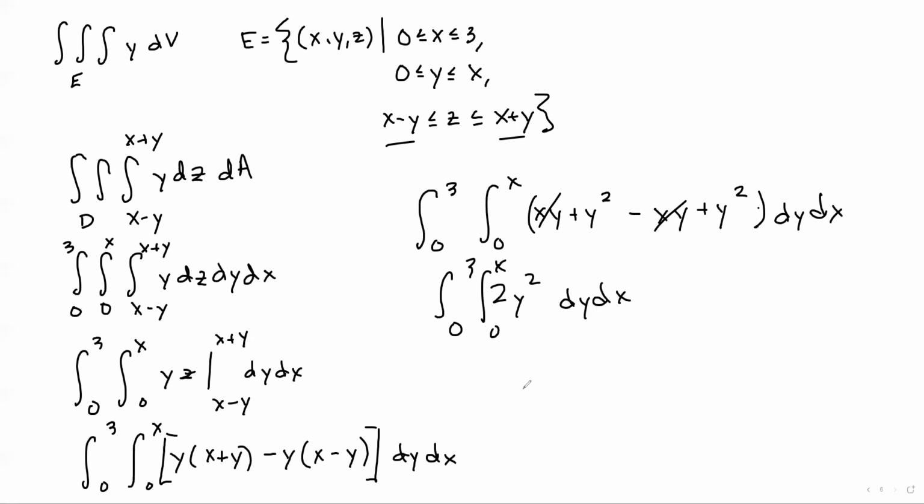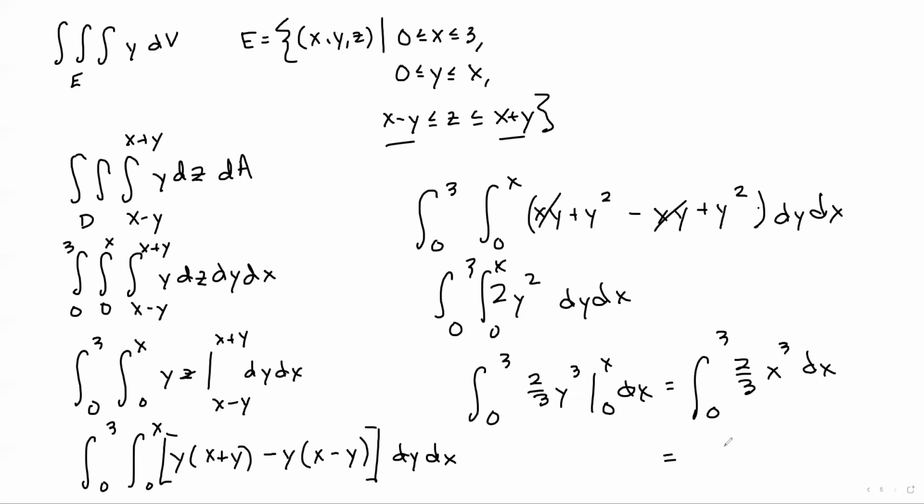And then the antiderivative of this with respect to y is going to be 2/3 y cubed, 0 to x. Plug in x, you just get x cubed. Plug in 0, you get 0. So we're going to have 0 to 3, 2/3 x cubed dx. What is this? X to the 4th over 4. And so we're going to have 2 over 12, that's going to be 1 over 6, 1/6 x cubed, 0 to 3. And plug in 3, you get 27, 27/6.